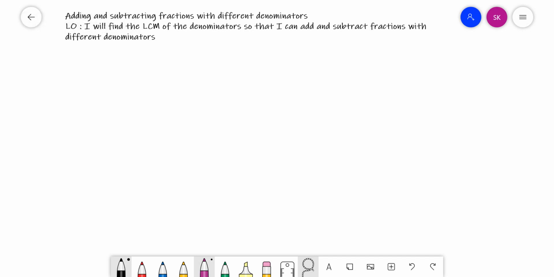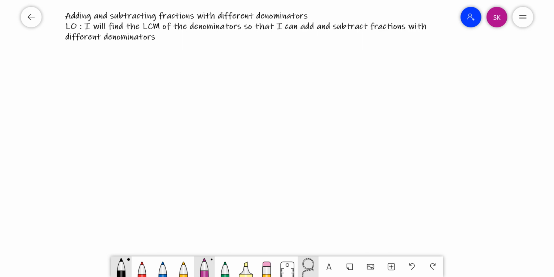Title and learning objective are on the screen already, so underneath your last bit of work about adding and subtracting fractions with the same denominator, I would like you to write the new title and learning objective. Pause the video so that you've got time to do that and press play when you are ready to restart.